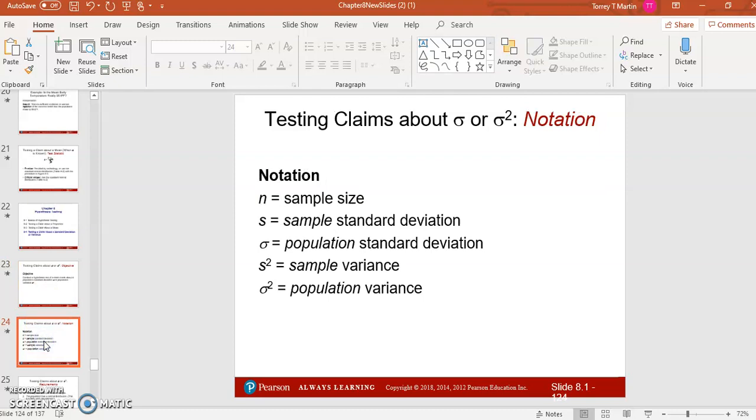All right, so this is the notation that we're going to be using. N for sample size, like we've been using. S is the sample standard deviation. Sigma is the population standard deviation. S squared is the sample variance, and then sigma squared is the population variance. Remember, we use Greek notation for population, and we use lowercase letters in general to denote samples.